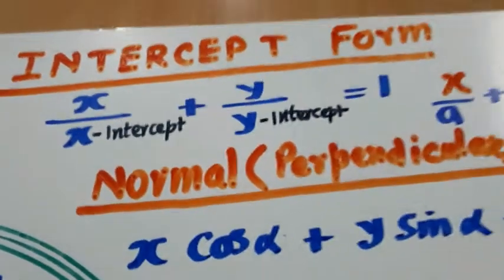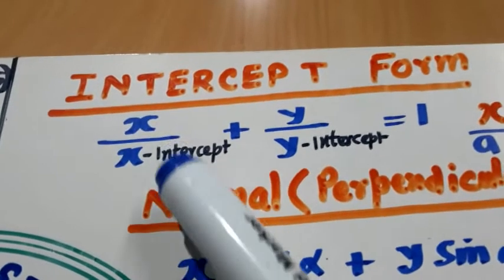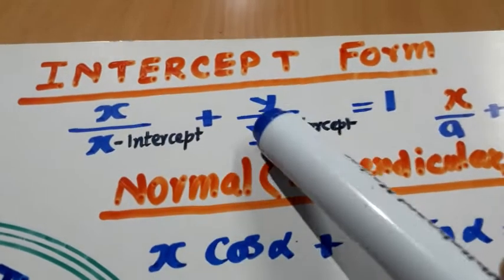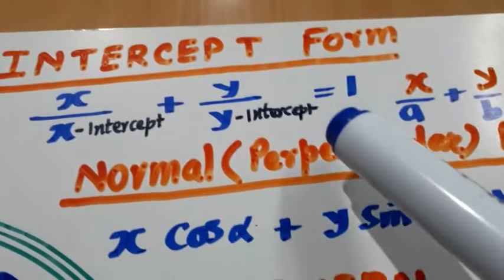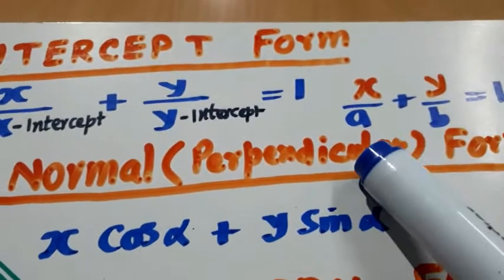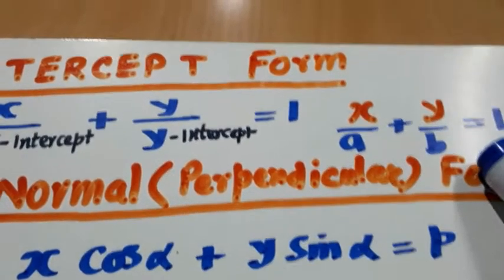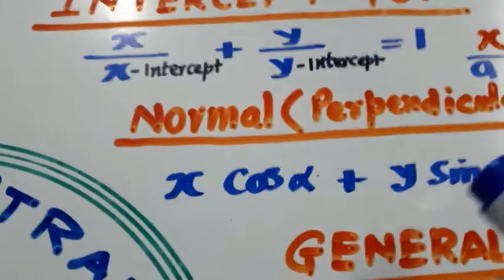Intercept form. The equation is x over x intercept plus y over y intercept is equal to 1. X over a plus y over b is equal to 1. Next is the normal form.